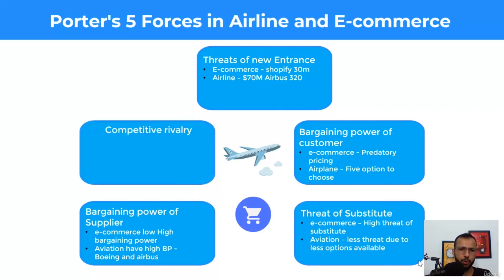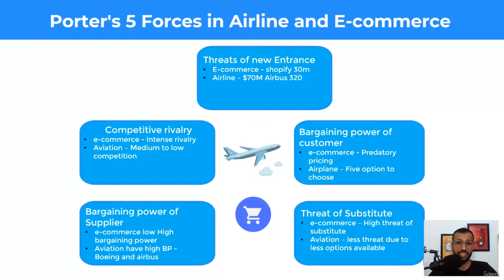Now let's look at the last one, which is the competitive rivalry. The e-commerce industry has intense competition. You have all these different players, from Amazon to all these different Shopify stores, and you have to literally compete with them in terms of price. And aviation has medium to low competition, depending on geography. In the US, you have a larger number of airline companies. In developing countries, you have fewer airline companies, so the market is not matured enough. So that's how the complete Porter 5 force situation will look in the airline and e-commerce industries.